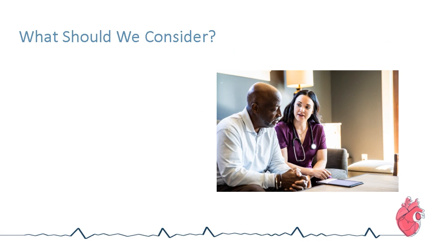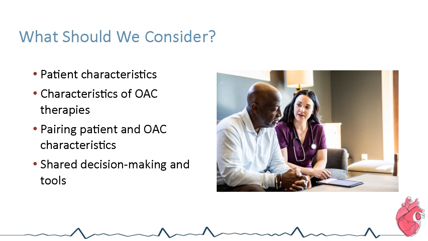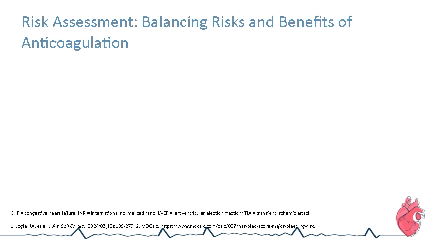The considerations that we have when we're participating in patient-centered care are patient characteristics that might affect the decisions we make, characteristics of the oral anticoagulant therapies themselves, and then the pairing of the two. Lastly, we'll discuss some shared decision-making tools that you are able to use to support where you go with your patient. First, we like to start with a risk assessment.